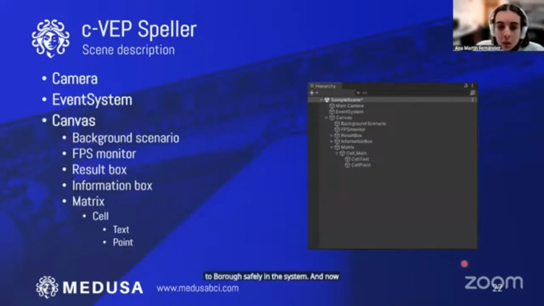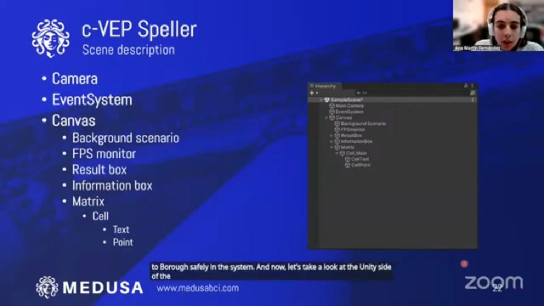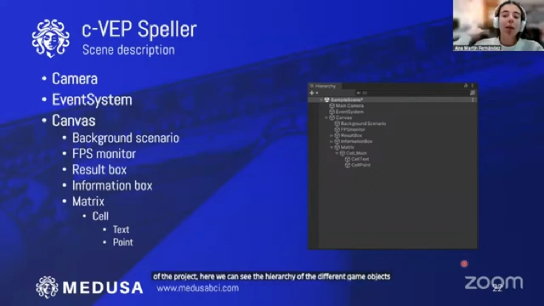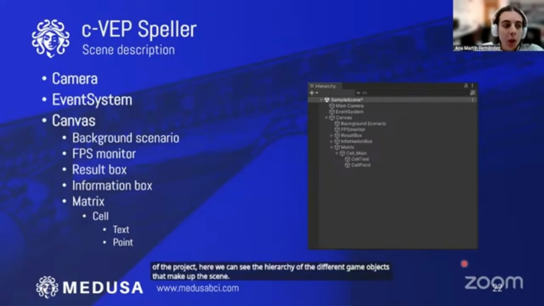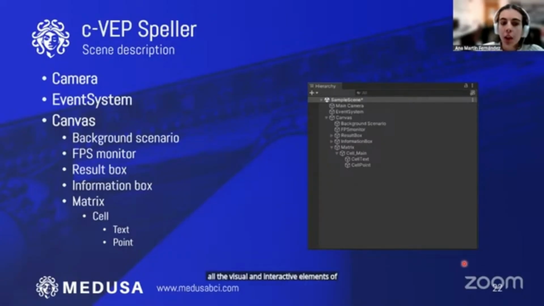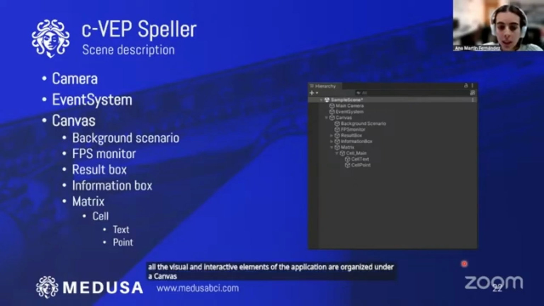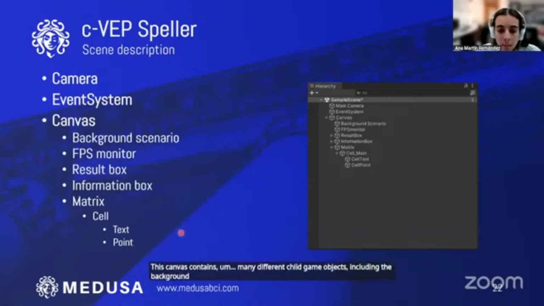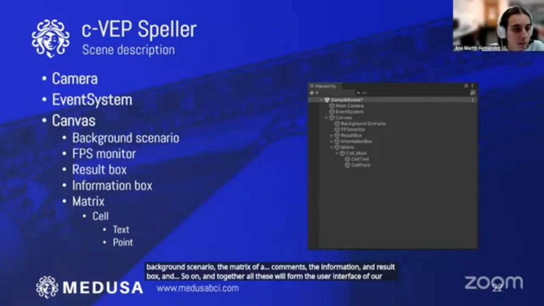And now let's take a look at the Unity side of the application, starting with the scene description of the project. Here we can see the hierarchy of the different game objects that make up the scene. All the visual and interactive elements of the application are organized under a canvas parent object. This canvas contains many different child game objects, including the background scenario, the matrix of commands, the information and result box, and so on. Together, all these form the user interface of our speller.